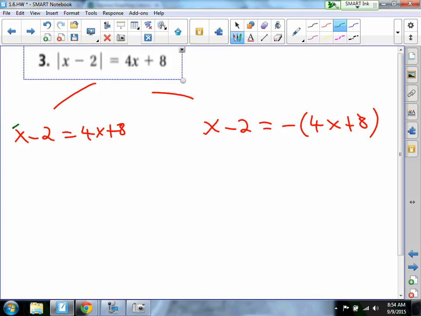I'm going to bring this x over here, so I'll get 3x. I'm going to bring this 8 over here, so 3x is going to equal negative 10. So I'm going to get x equals negative 10 thirds. Okay, x equals negative 10 thirds, I think.